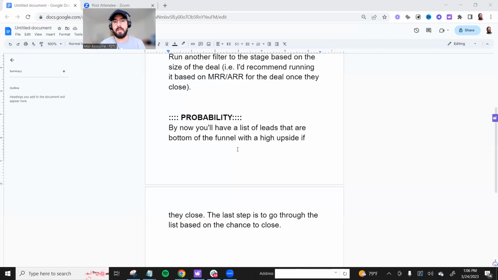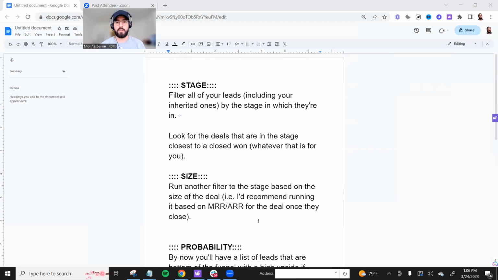So when you're an AE and you've inherited a bunch of leads, you want to make sure that you're focusing on the highest chance to close with the highest probability, where there's a lot more momentum and engagement. And the way to do that is to follow the SSP framework that I have here.